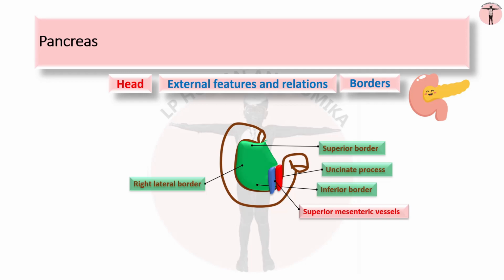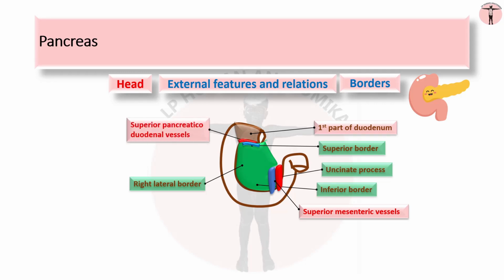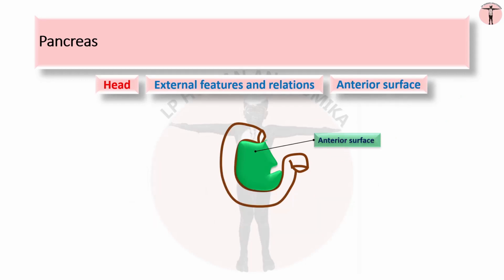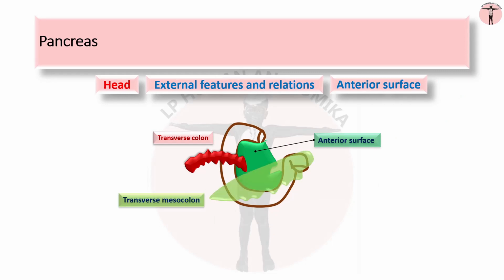The superior border is related to the first part of the duodenum and superior pancreaticoduodenal vessels. The right lateral border is related to second part of the duodenum and anterior and posterior pancreaticoduodenal arterial arcades. Inferior border is related to third part of duodenum and inferior pancreaticoduodenal vessels. Anterior surface is related to transverse colon in the upper part, root and inferior layer of transverse mesocolon, and coils of jejunum in the lower part.